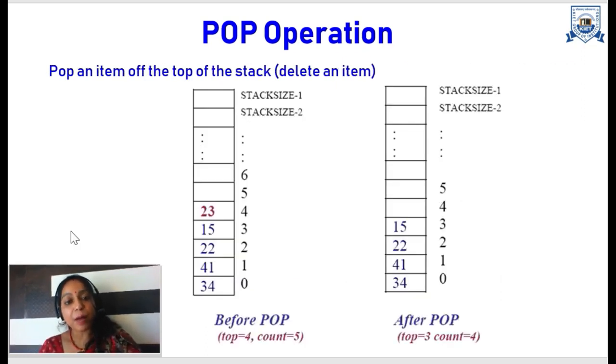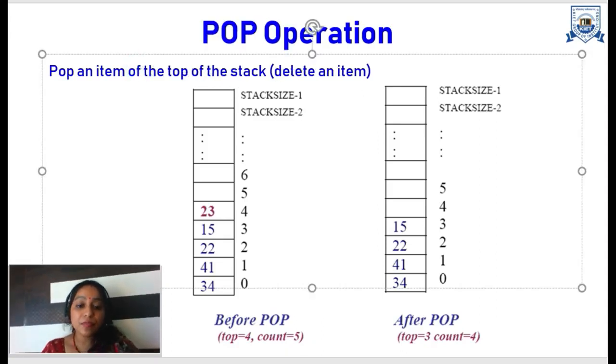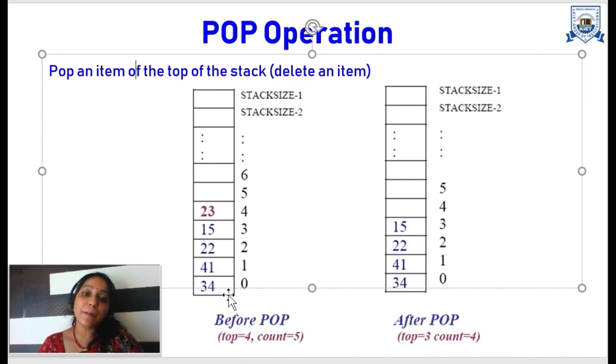Let's take one more example. We are popping an element off the top of the stack. We are deleting an element. Okay, so if in this particular stack more than one element is present, the stack is not empty, that means we can perform the pop operation. Total number of elements present in the stack is 5. So the count equals 5, and top always points to the index location where the last element is stored. The last element is stored at the fourth index location. So the current value of the top variable is 4.